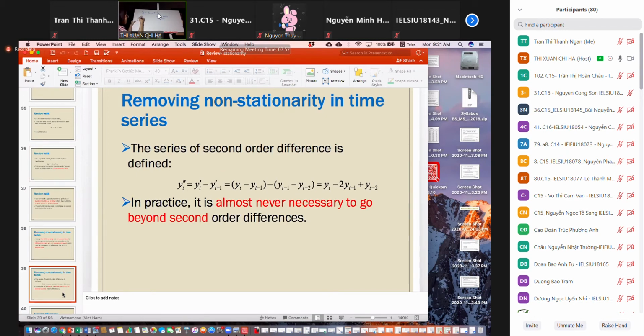So let me do the first difference. So for example, if you have the first difference like this, right? So what about the second? So the second difference should be equal what? Right?